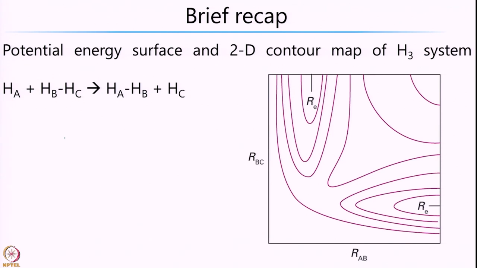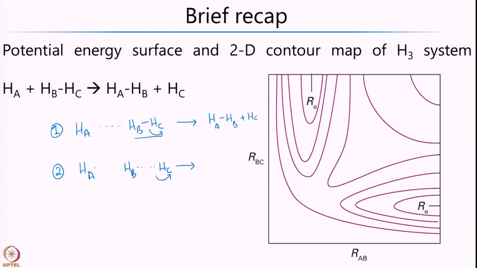So, just to put it in perspective, one scenario is that HA approaches HB-HC, and only on its close approach does the HB-HC bond break and you form HA-HB plus HC. The HA-HB approach takes place while the HB-HC bond remains constant, and at almost the equilibrium bond distance of HA-HB, HC would break out, and then you end up in the product. The second path is the other extreme, where the HB-HC bond elongates first and HC almost leaves, and then HA comes and bonds, which would also give you HA-HB plus HC.